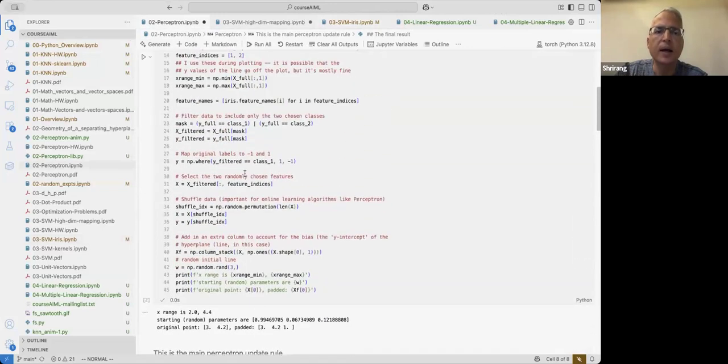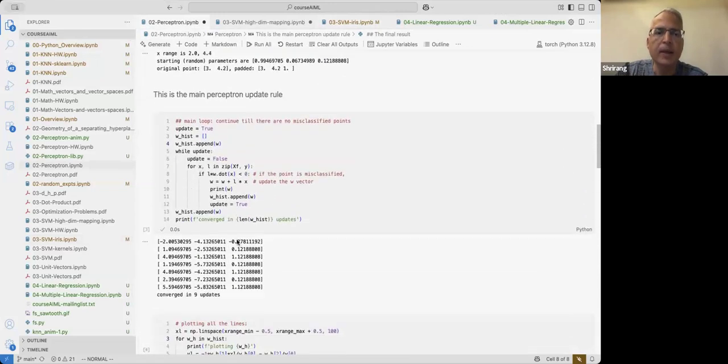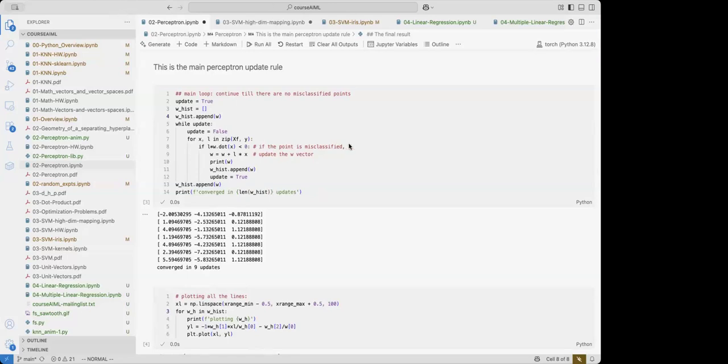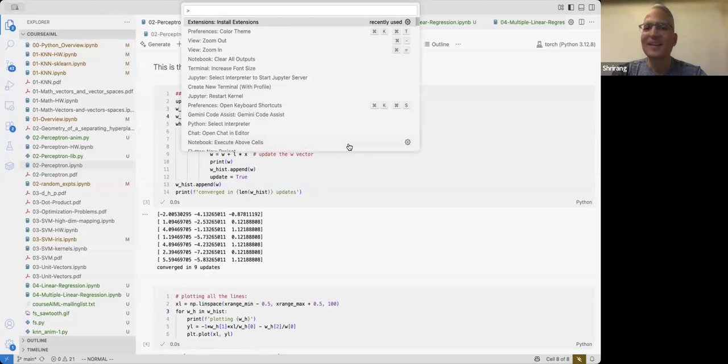So basically, I load the iris data set, and this cell has the main perceptron update rule. Okay. Should I increase the screen size? I'm good. I can see. Okay. Rohit is zooming in manually.